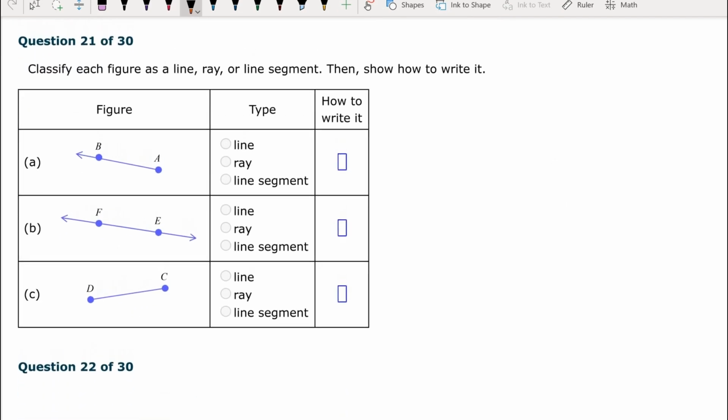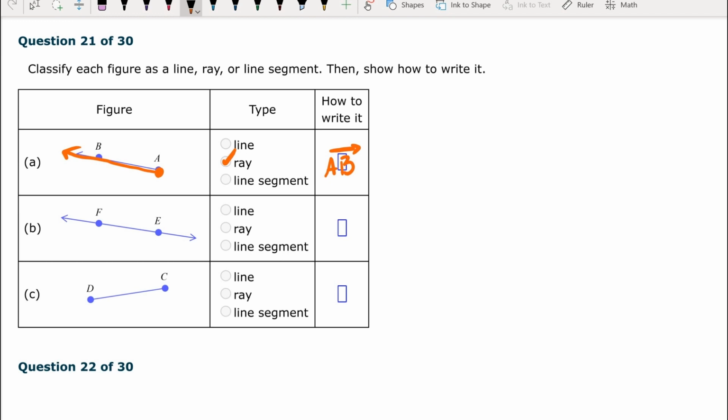Number 21. Classify each figure as a ray, a line, or a line segment, then show how to write it. So this one, as you see, there's a line that starts from A to B and keeps going forever in one direction. So that will be a ray. That will be AB with the ray on top. It begins at A, so that's the first letter I put down, and then it goes to B, and the arrow points in the direction from A to B.